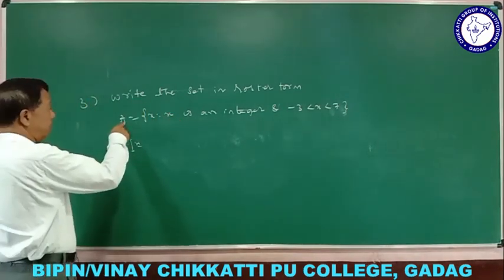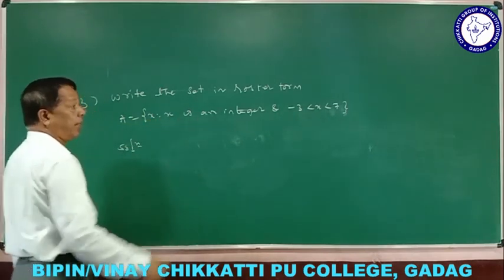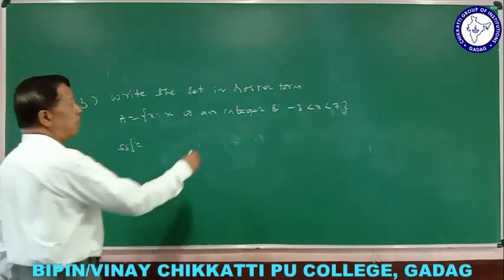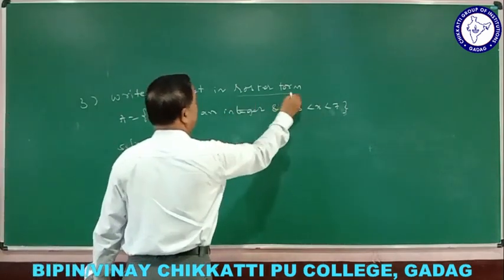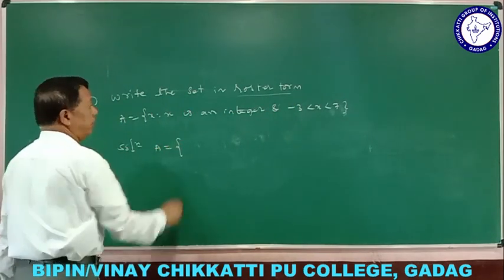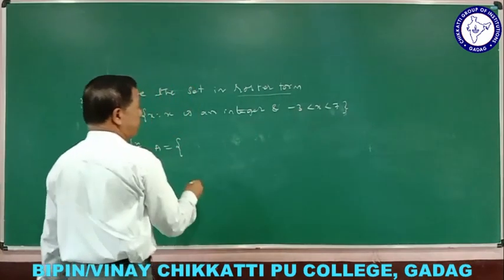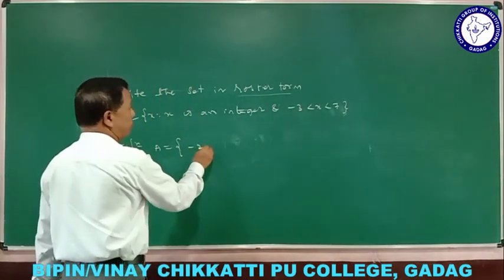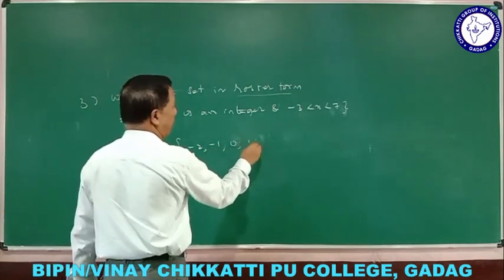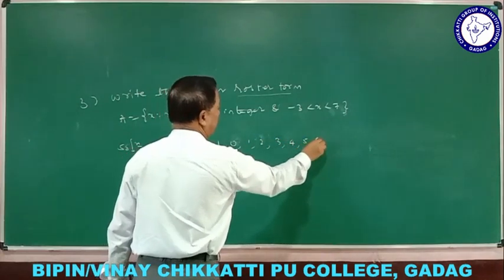Here the set is written in set builder form, and it should be written in roster form. Try to understand how to write it in roster form. The possibilities: x is an integer greater than minus 3. So you have to see minus 2, minus 1, 0, 1, 2, 3, 4, 5, 6.